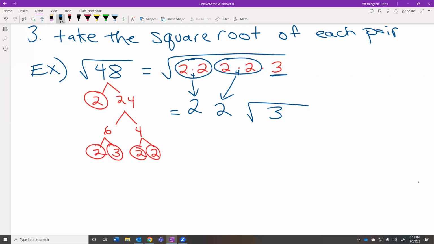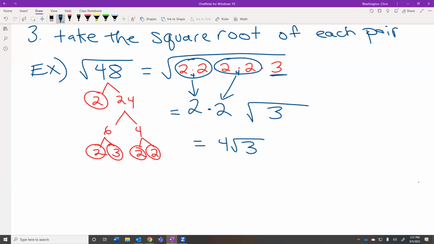And now if we have more than one number on the outside or more than one number on the inside, we're just going to multiply those numbers together. So we can multiply the two 2's on the outside. 2 times 2 is 4. And we get 4 times the square root of 3. So we have simplified this in a way that there are no perfect squares left inside the square root. We've simplified all of those out.